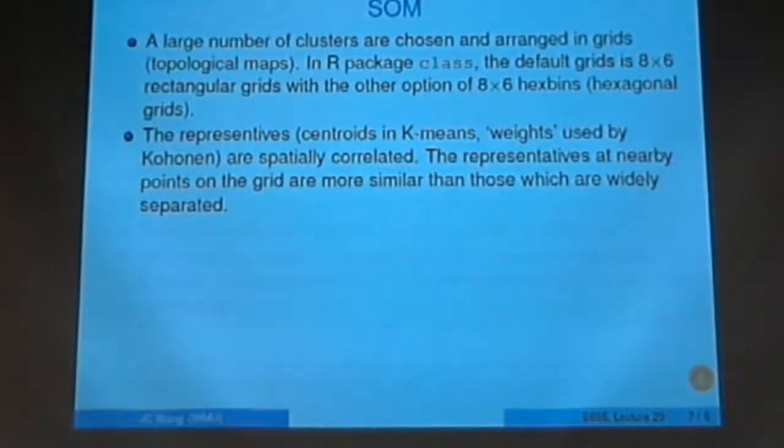And the representative is the centroid in K-means, and it's used as spatially correlated. Kohonen uses different terminology for that. Either they are representatives, or the term used in K-means would be the centroids, and used by Kohonen to be the weight. They are sort of equivalent.